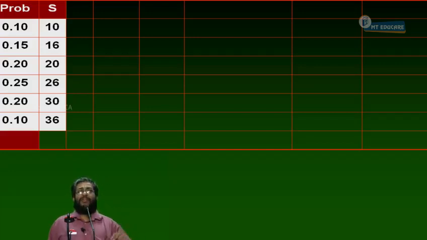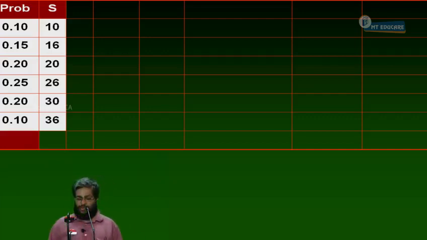Now, below that, write Working note: Calculation of weighted average return of security. In bracket, S bar. Average is called what? S bar, it is the mean. S bar, bracket close.